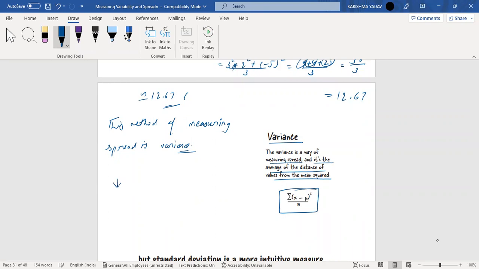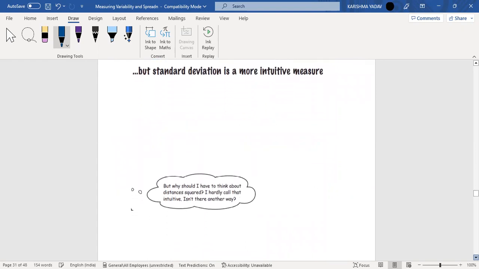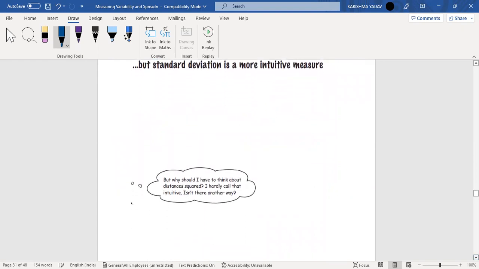If we write it in one format, the variance is the summation of (x minus mu) whole squared, divided by n. When you expand it, you will get this type of expansion. But standard deviation is a more intuitive measure. We have calculated the variance, but standard deviation is a more intuitive measure. Statisticians use variance a lot as a means of measuring the spread of the data.